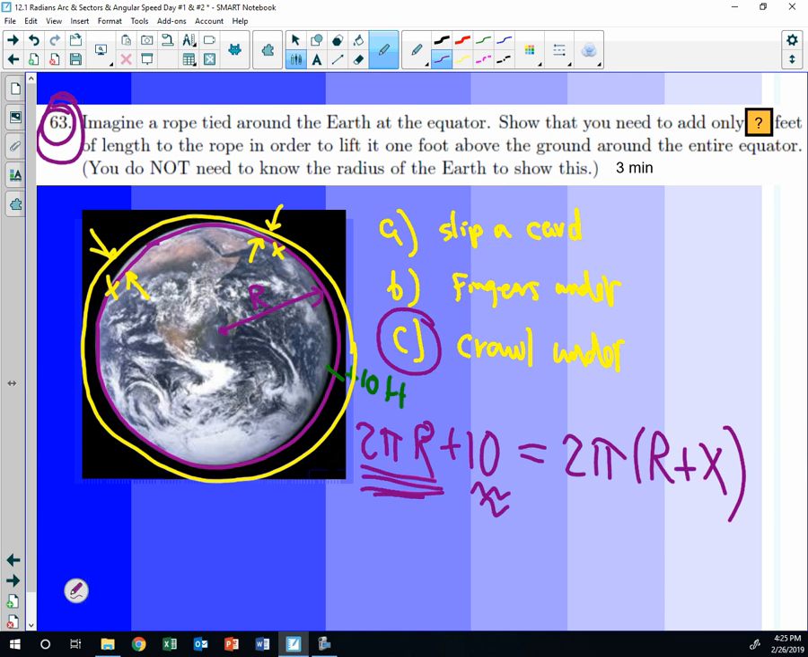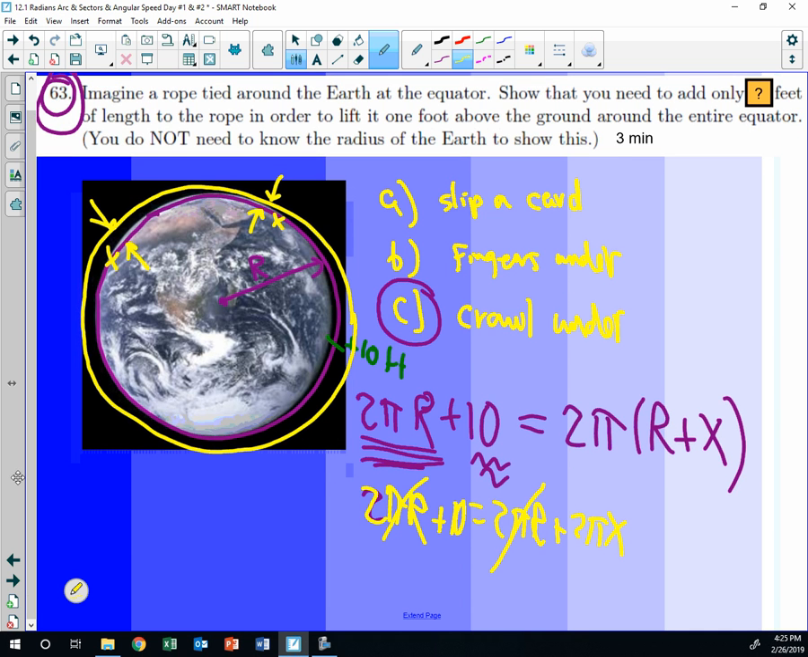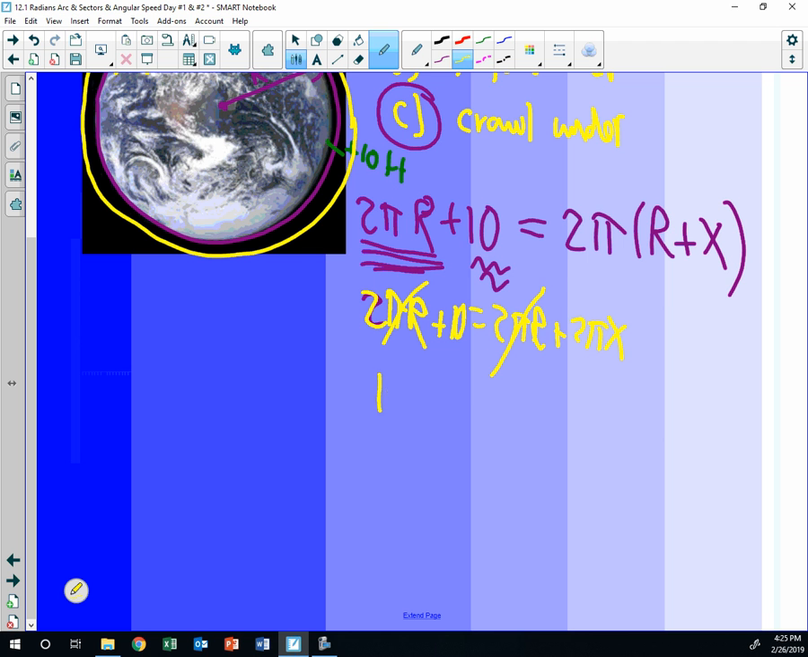Is it enough to slip a card through, enough to put your fingers through? Is it enough to crawl under? Well, what if it was enough to crawl under? Would you be amazed? Let's try this in yellow here. 2 pi times r plus 10 is equal to, distribute this, 2 pi r plus 2 pi x. Ooh, that's interesting. The 2 pi r's cancel, and what you end up with is 10 equal to 2 pi times x. X is 10 over 2 pi.